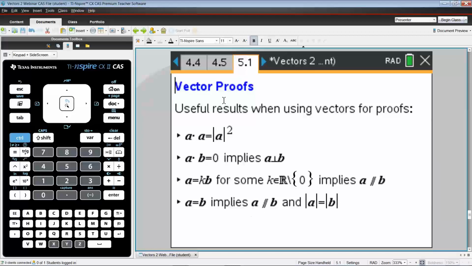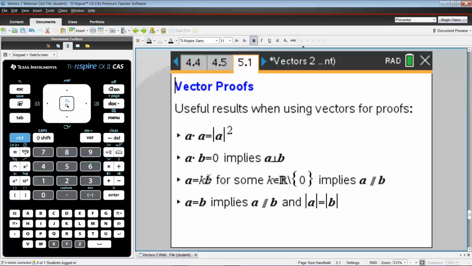Some of the results that I find useful when using vectors for proofs are a couple of these ones. If you dot product a vector with itself, you get the square of its magnitude. If you dot product 2 vectors and you get 0, it implies that the 2 vectors are perpendicular. That's, of course, assuming that neither vector is the 0 vector.